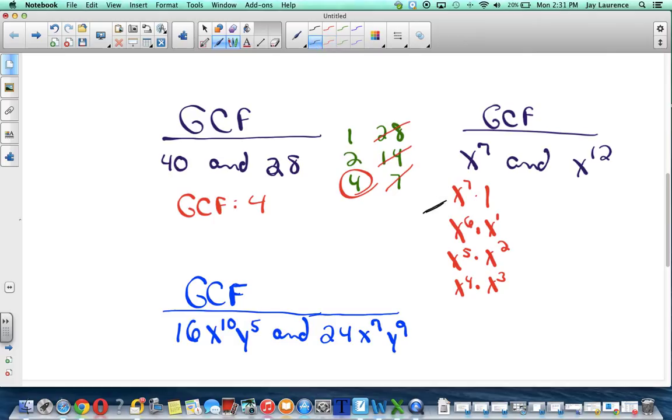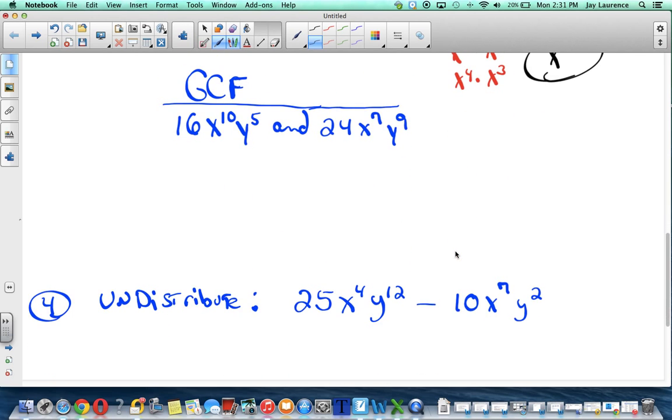Well, they all are, right? But which is the greatest? Wouldn't x to the 7th be the greatest of these factors? And so I could think about x to the 12th as x to the 7th times x to the 5th. So my GCF of those two numbers will be x to the 7th. Why? Because it's a factor of x to the 12th and it's greater than the other factors.